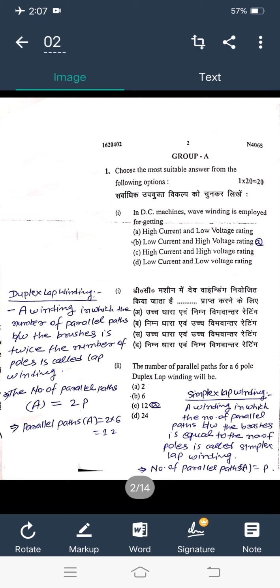Question 2: the number of parallel paths for a 6-pole duplex lap winding will be. From the basic theory for lap winding, the total number of parallel paths A is equal to 2 times the number of poles. Here the number of poles is 6, therefore the total number of parallel paths is 2 times 6, that means 12. The right answer is option C for question 2.